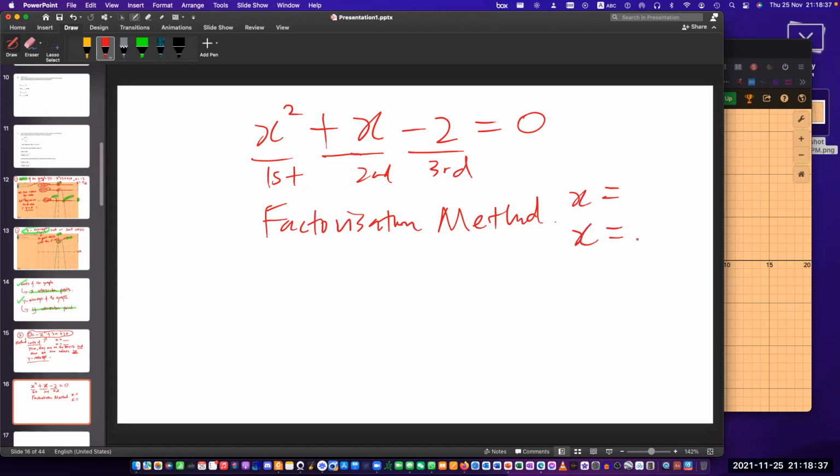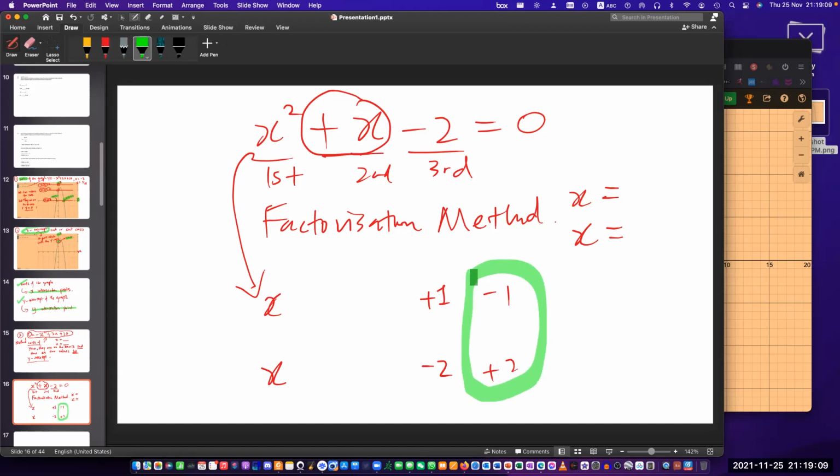Okay, so how do you do factorization? Let me just do a recap. How do you get x squared? x times x, you get x squared. And then how do you get -2? You have a few combinations. You can have +1, -2, and you can have -1, +2. And like I say, there is only one combination that can give you +x. Can you remember? The combination is -1 and +2.